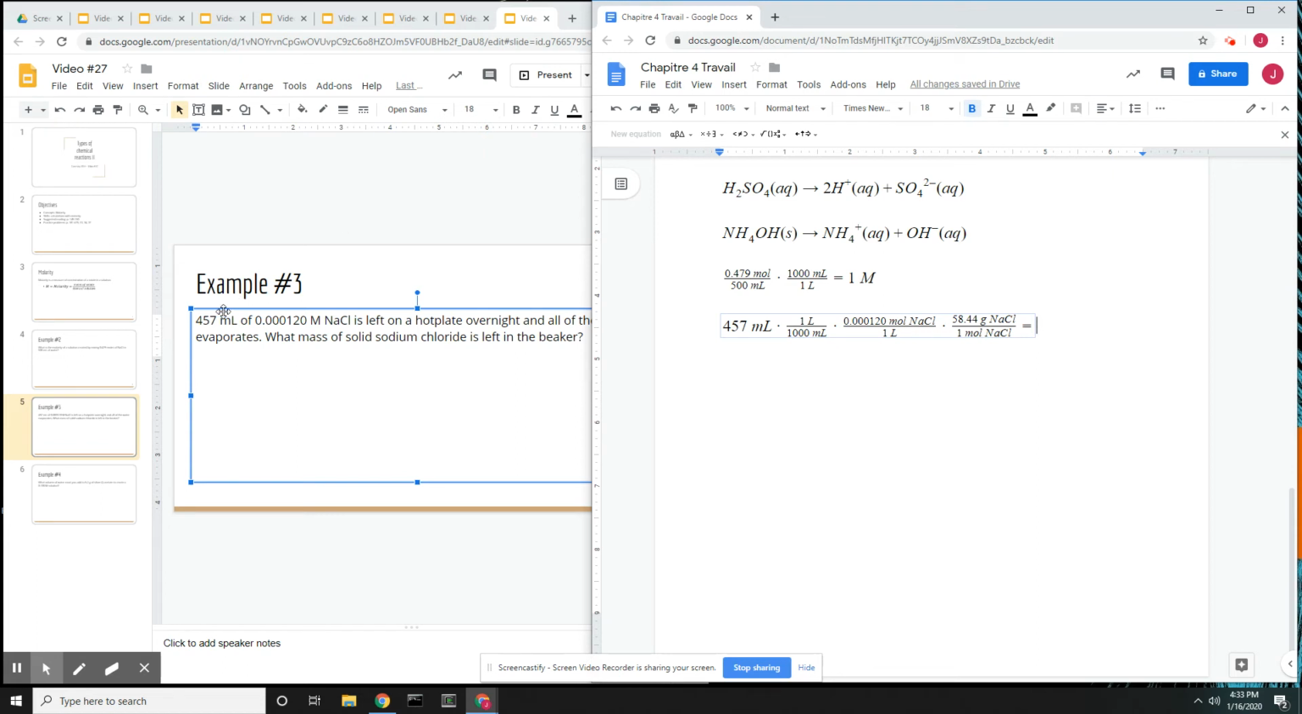So 457 has 3 sig figs, 0.000120 also has 3 sig figs. Molarity does contribute to significant figures.